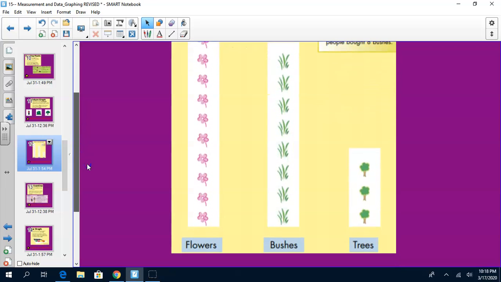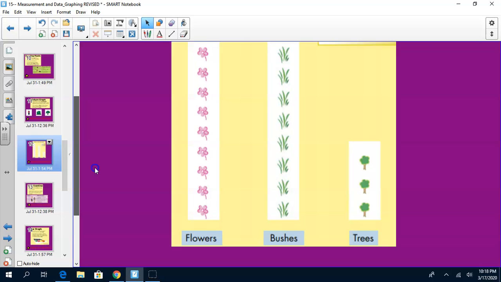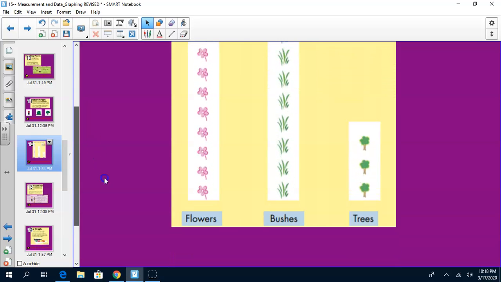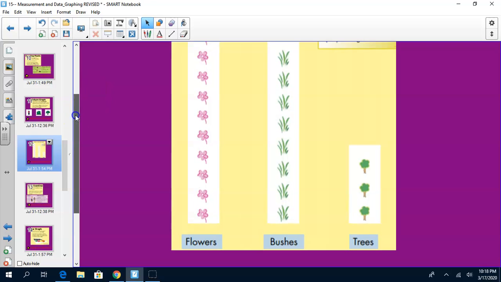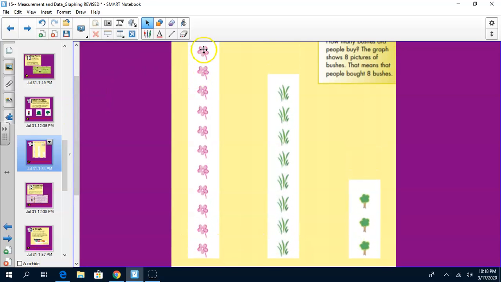So they may have bought 8 bushes, but let's think about how many flowers did they buy? How many trees did they buy? So if we clap 3 times, 1, 2, 3, that can also represent how many trees were purchased versus the 8 bushes. And it looks like more flowers were even purchased. I think it was 11. 2, 3, 4, 5, 6, 7, 8, 9. Move the page up here a little bit, guys. 10, 11. We have our flowers, our trees, and our bushes.